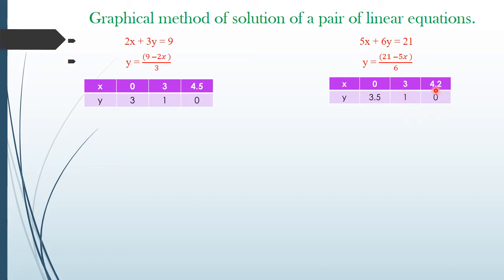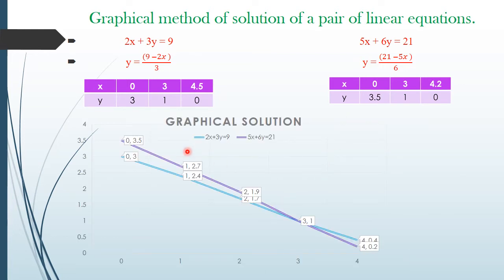Now I will put y value as 0, then obtain x value. When I put y is equal to 0, 6 into 0 is 0. Minus 5x, I am going to take it on the left side of the equal sign, that is going to be equal to 5x equal to 21. Then I take x value as 21 divided by 5. I get it as 4.2. Now I have obtained different values of x and y for both the equations. Now I can easily plot it on the graph.